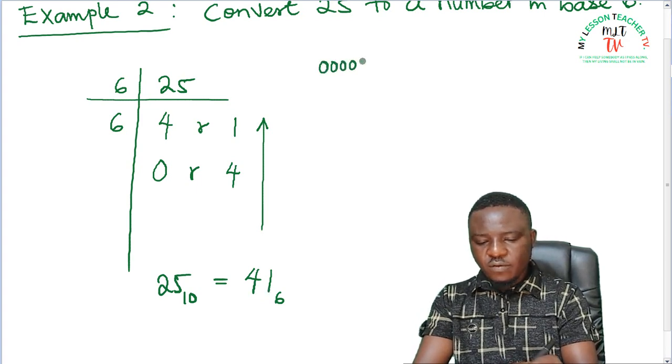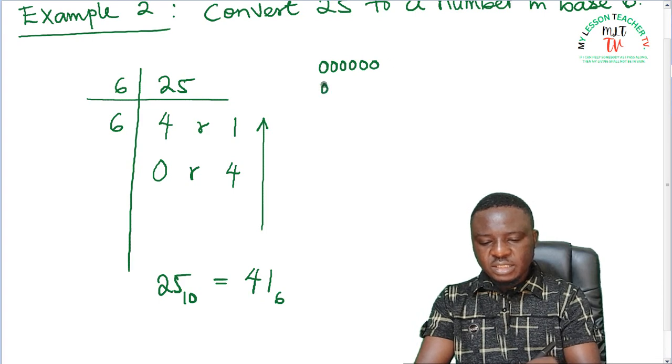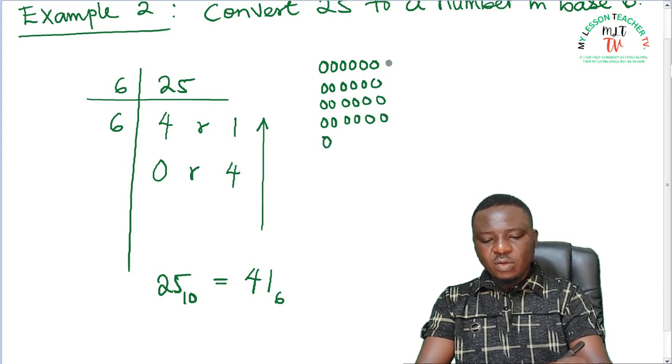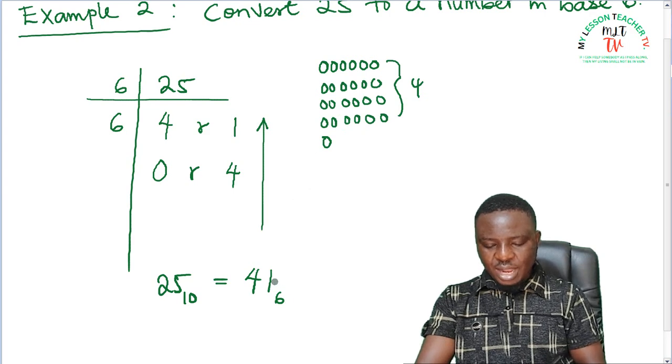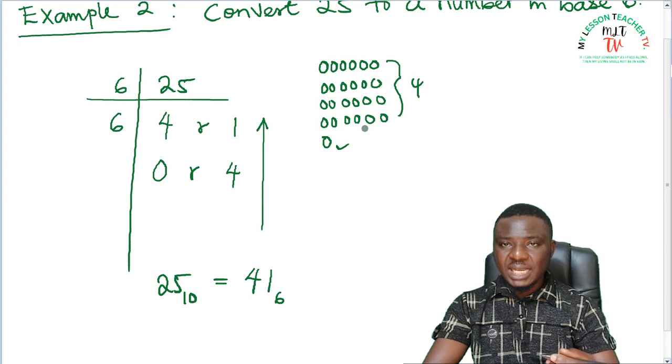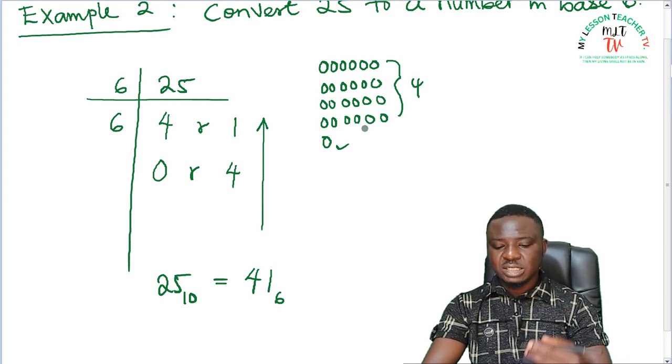1, 2, 3, 4, 5, 6, 7, 8, 9, 10, 11, 12, 13, 14, 15, 16, 17, 18, 19, 20, 21, 22, 23, 24, 25. Now, these are 4 groups of 6, remainder 1. So this is how you can convert from base 10 to base 6 using the long division method.